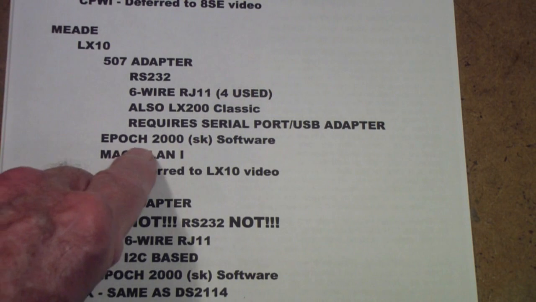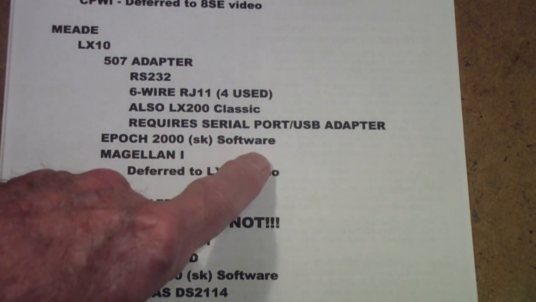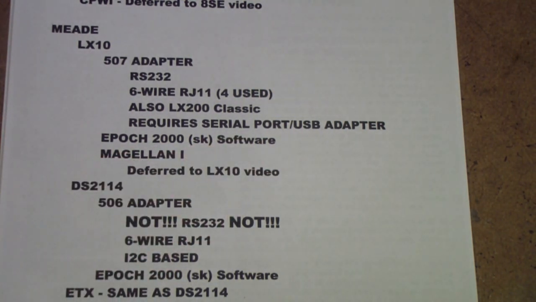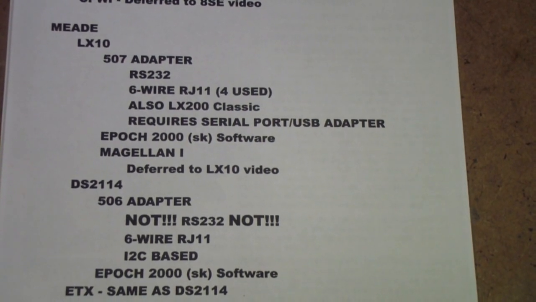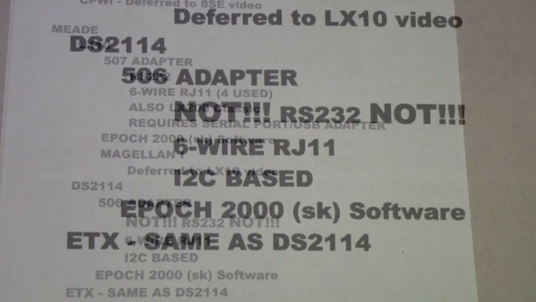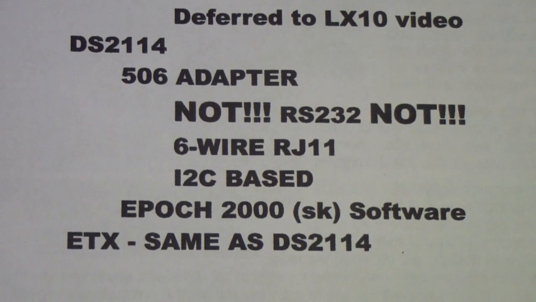And I used the Epoch 2000 software, which would allow me to read out the position of the LX10 in the sky. It was very useful, but I later upgraded to the Magellan 1, which I found much more convenient. Now let me talk about interfacing to the DS2114, which I showed in my earlier video called 4 Telescopes.